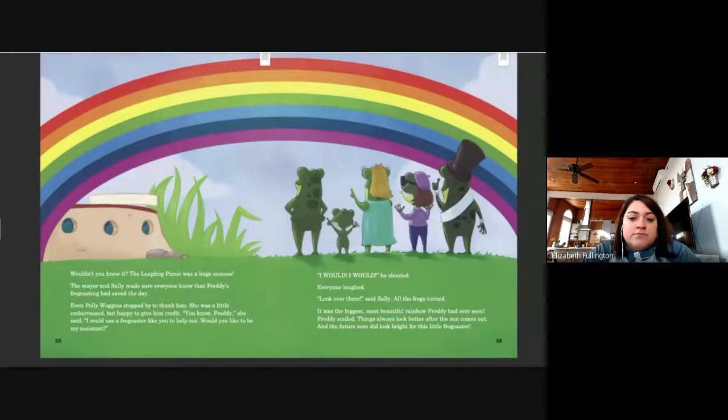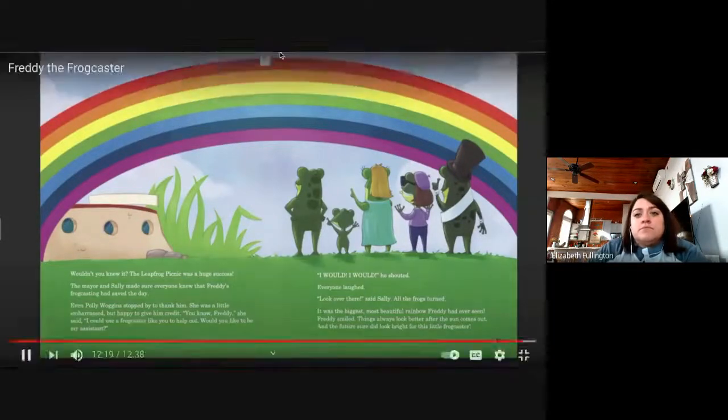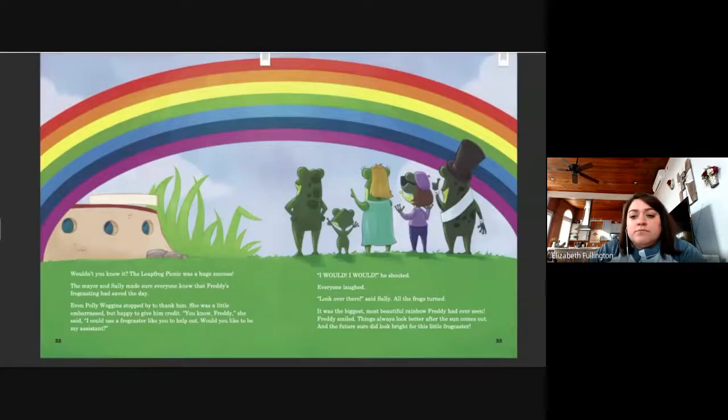"Look over there," said Sally. All the frogs turned. It was the biggest, most beautiful rainbow Freddie had ever seen. Freddie smiled. Things always look better after the sun comes out. And the future sure did look bright for the little frogcaster.